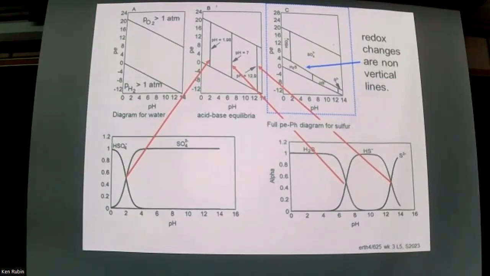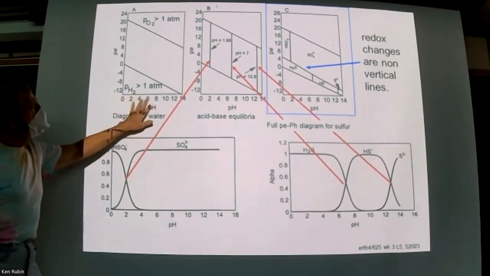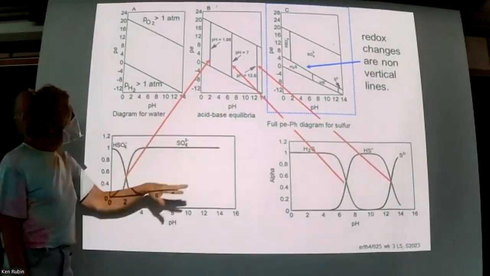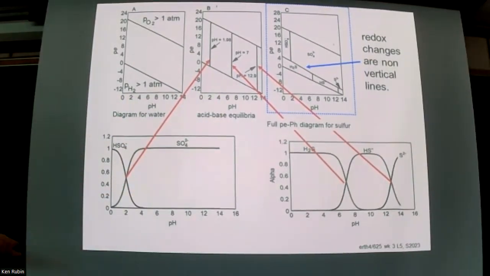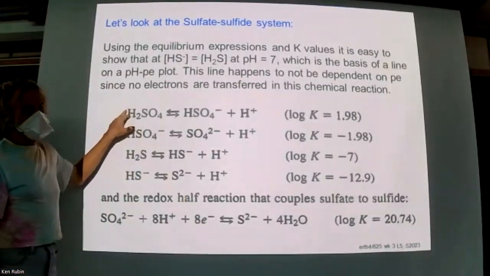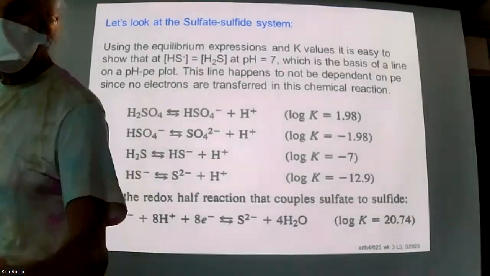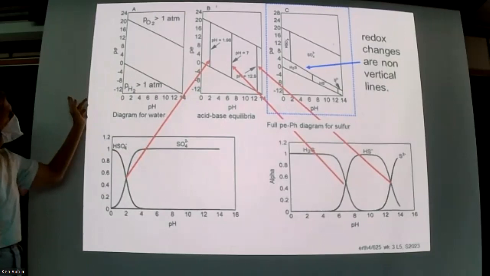So the first thing to do is to look at the acid base, the first set of 4 equations without the oxidation reduction. Here's the standard PE-pH diagram. Here's the lines for these acid dissociations. And as I said, that first acid dissociation, this guy, happens at negative pH space, so we don't get to see it on the diagram, right?